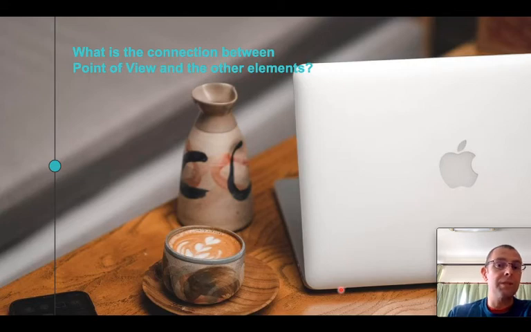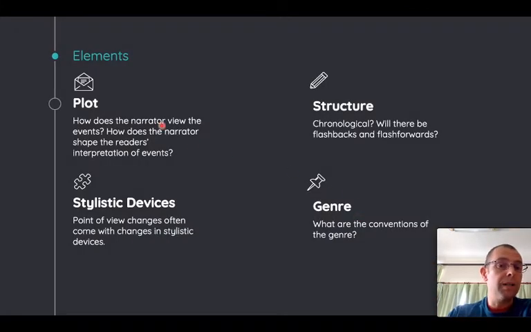So what's the connection between point of view and the other elements? Well, for plot, how the narrator views the events shapes the reader's interpretation of those events. I'm sure we've all had an experience where we got in trouble at school, we got in trouble at home, and I tell the events this way, where I'm the victim of the event, and then the other person tells the story their way, in which no, he's not the victim, he's the villain, and I'm the villain, I'm the victim. And so who's telling the story matters in terms of how the events are shaped.